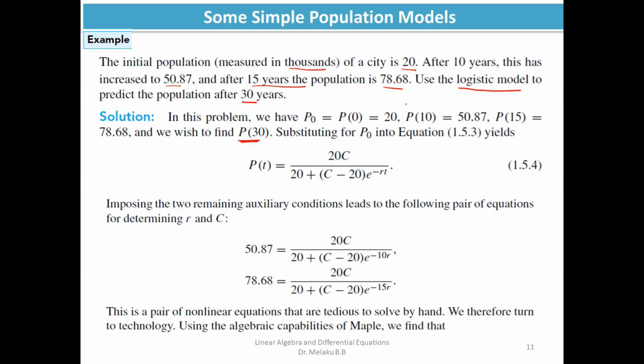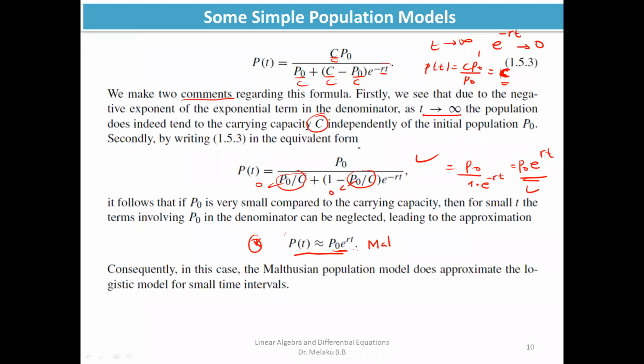Now we are asked to predict the population after 30 years. So these conditions are the auxiliary conditions, this one and this one. And we are asked to use the logistic model. The logistic model says P at t is P naught C over P naught plus C minus P naught e raised to minus rt. That's what we have shown here.